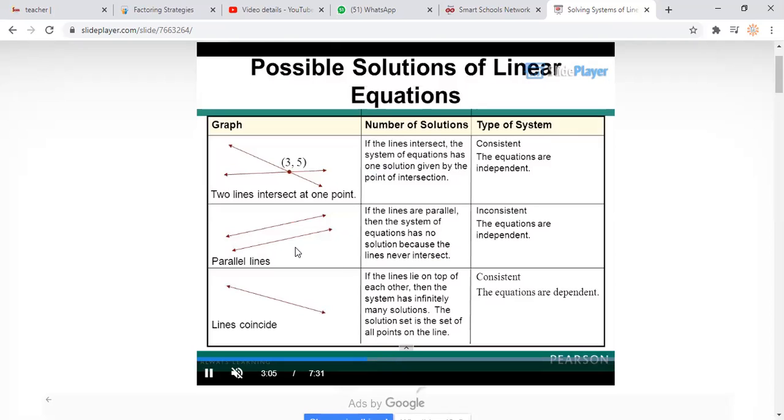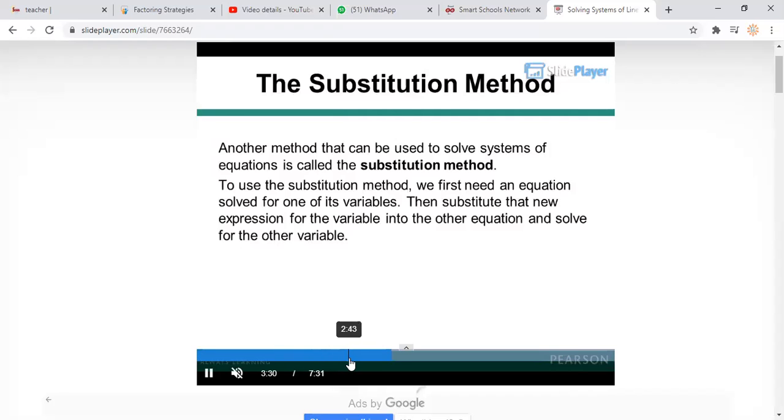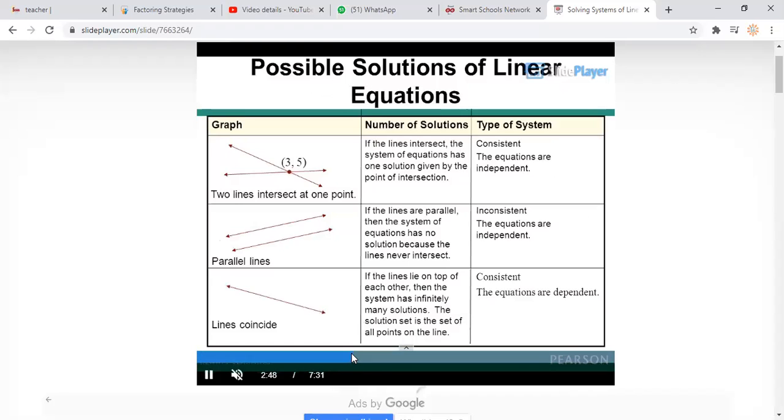What about if you have one line? Coincident lines mean what? We have an infinite number of solutions. If the lines lie on top of each other, then the system has infinitely many solutions, and the solution set is the set of all points on the line. Once you represent them graphically and find the lines on top of each other, we have an infinite number of solutions, and we can say it's consistent.